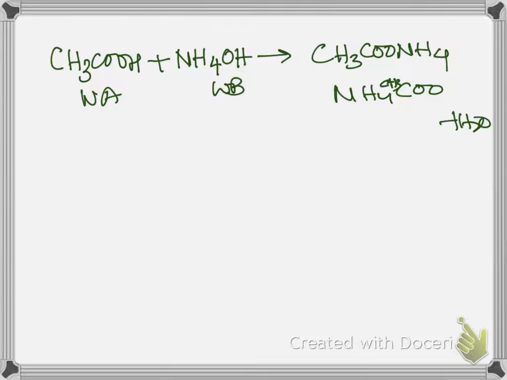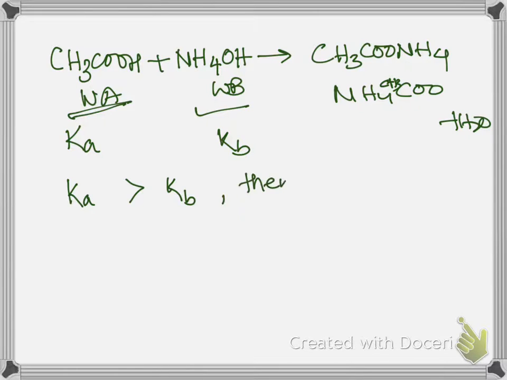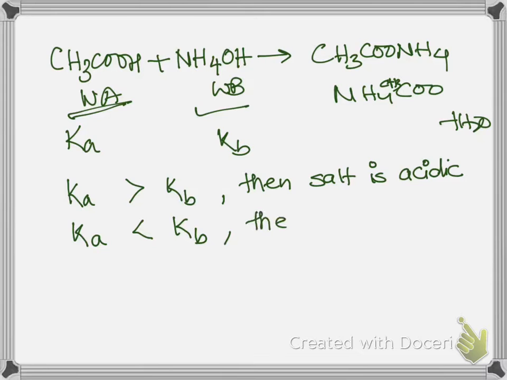In this case, what do you do? The weak acid has some Ka value, and the weak base has some Kb value. If the Ka value is greater than Kb, then the salt is acidic. If the Ka value is less than Kb, which means Kb is greater, then the salt is basic.